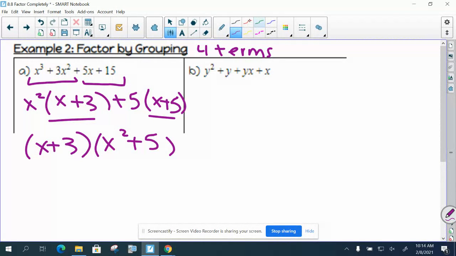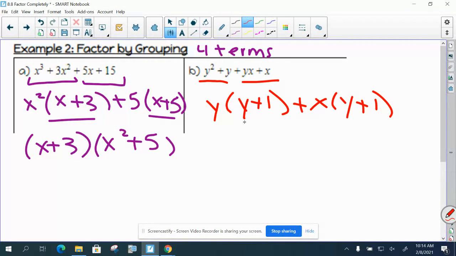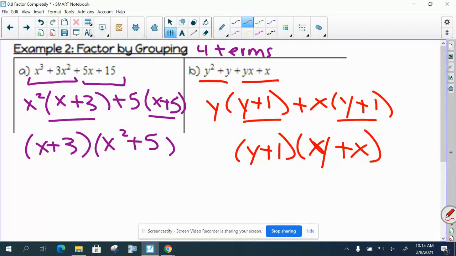All right, for this question, once again, we just split it up into two different groups. We can factor out a y from the first group, and we're left with y plus 1. And then from the second group, we can factor out an x, so we'll say plus x, and then you're left with y plus 1. Factor out the y plus 1, and then you're left with y plus x in parentheses.